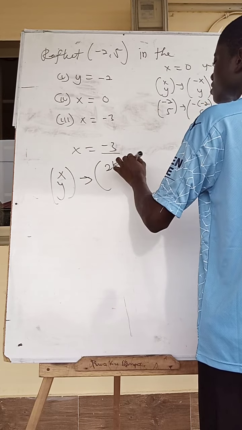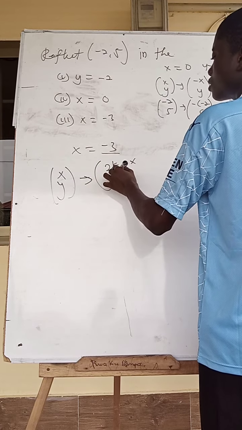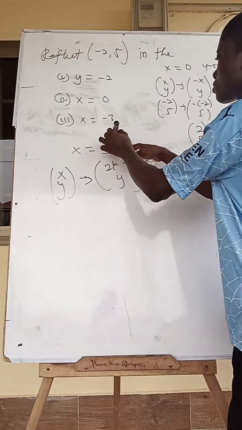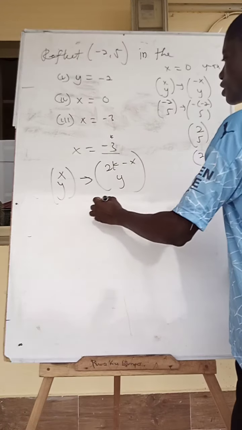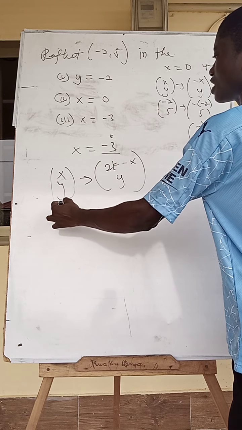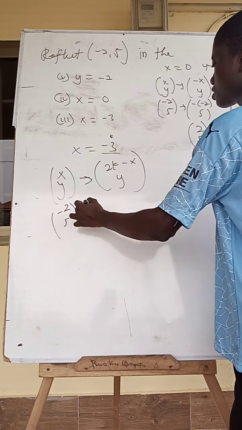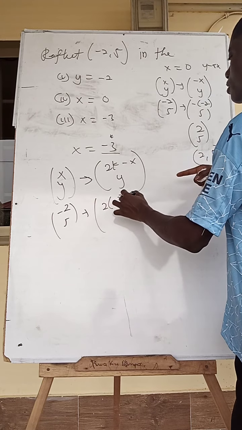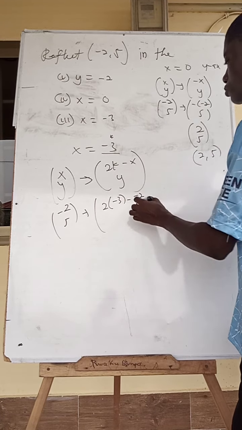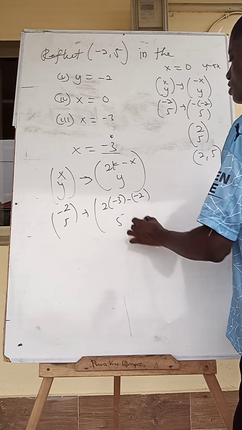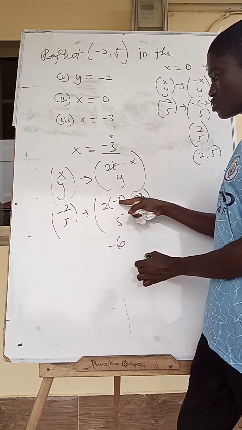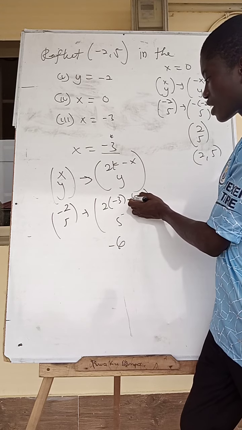2k minus x and our y. So our k is what? Negative 3. So our point negative 2, 5 is now going to change to 2 times the k, which is negative 3, minus x, which is negative 2. Then this is 5. So see, 2 times negative 3 is negative 6, and we have minus.